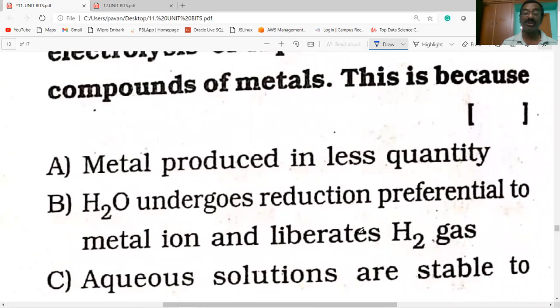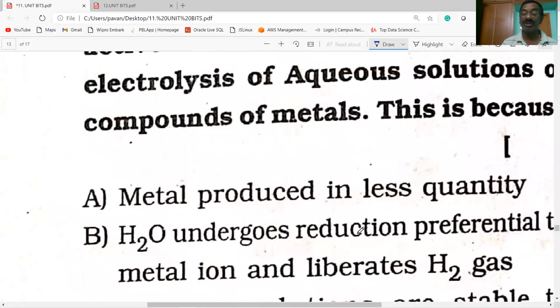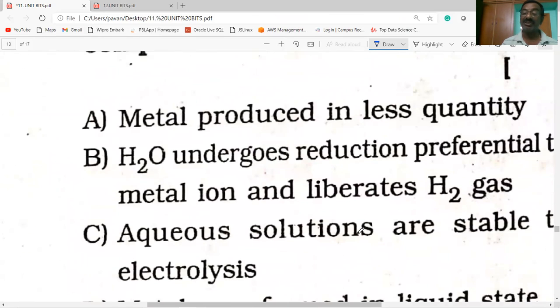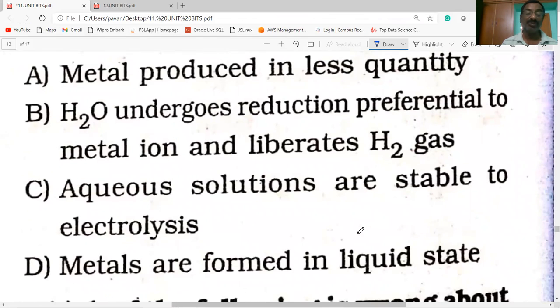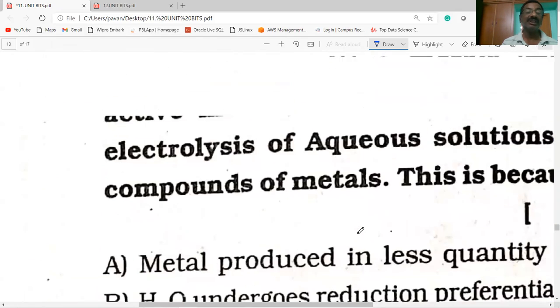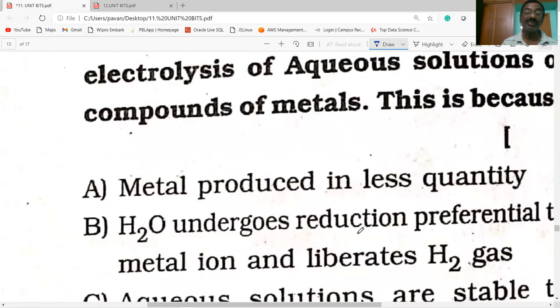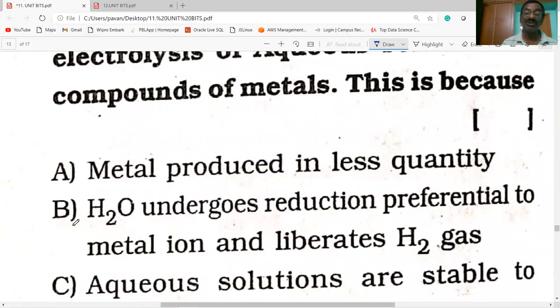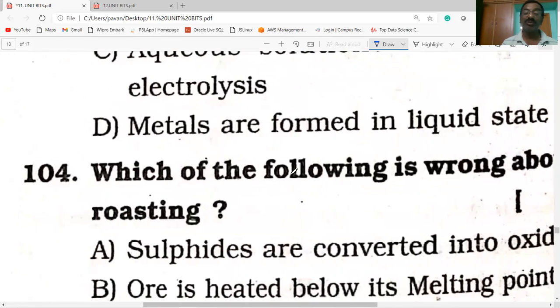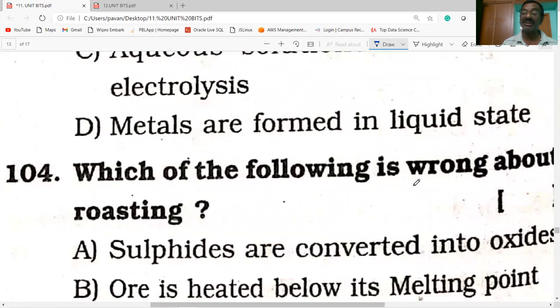Water undergoes reduction preferential to metal ion and liberates hydrogen gas. Aqueous solutions are stable to electrolysis. Metals are found in liquid state. So water undergoes reduction preferential to metal ion and liberates hydrogen gas. So aqueous solutions of salts na electrolysis chesthe highly reactive metals are produced rather than metal hydrogen liberated at the cathode. Which of the following is wrong about roasting?